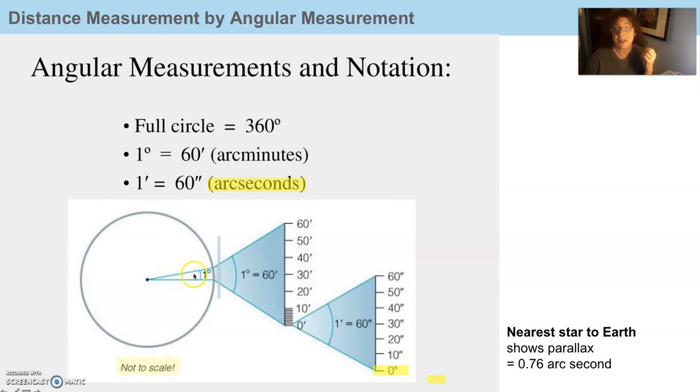There's 360 degrees in this circle, but we need to blow that up a bit, because when you take an arc second, you're taking 1 degree, splitting it into 60, and then splitting it again into 60, and you've got less than 1 arc second, which is 1/360th of a circle divided by 60, and it's less than that. The nearest star to the Earth shows a parallax of 0.76 arc seconds. Very difficult to measure, and it's fraught with some issues.